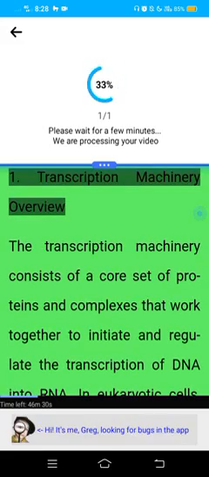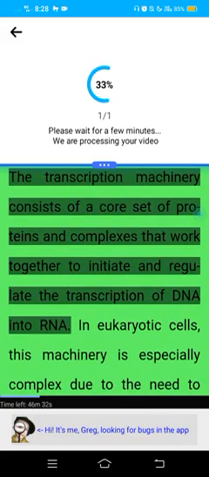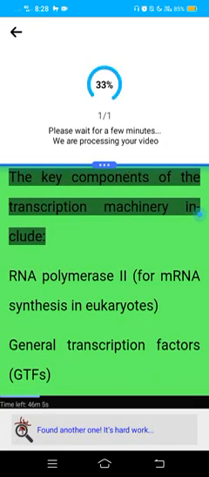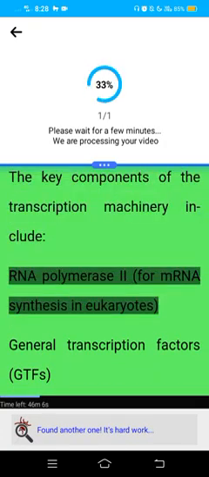1. Transcription machinery overview. The transcription machinery consists of a core set of proteins and complexes that work together to initiate and regulate the transcription of DNA into RNA. In eukaryotic cells, this machinery is especially complex due to the need to overcome chromatin compaction and the involvement of additional regulatory proteins. The key components of the transcription machinery include RNA polymerase II for mRNA synthesis in eukaryotes.